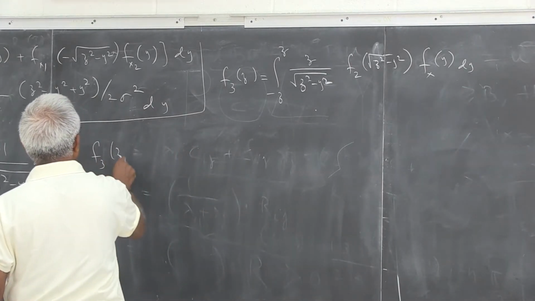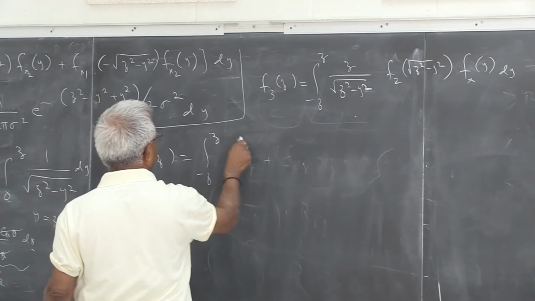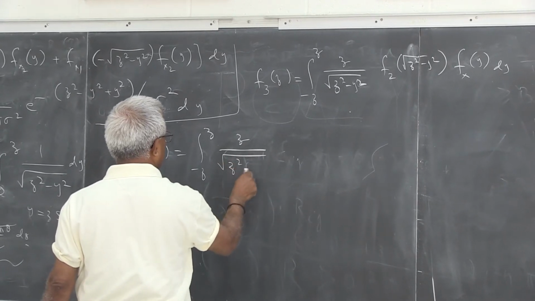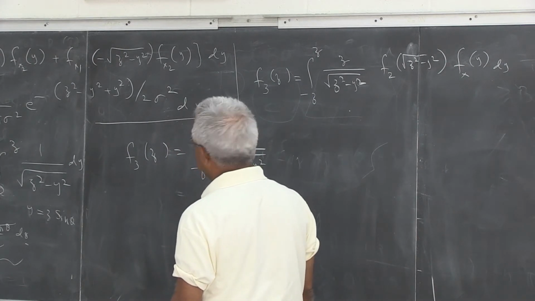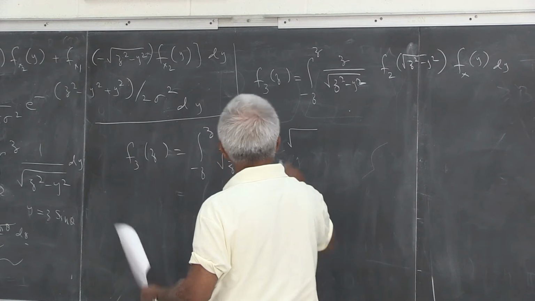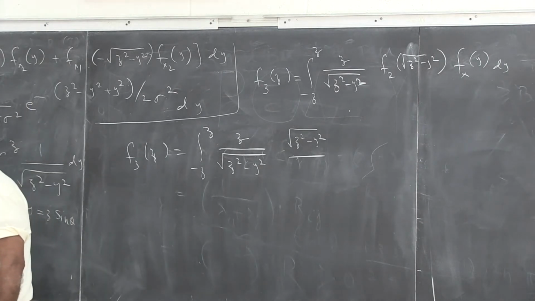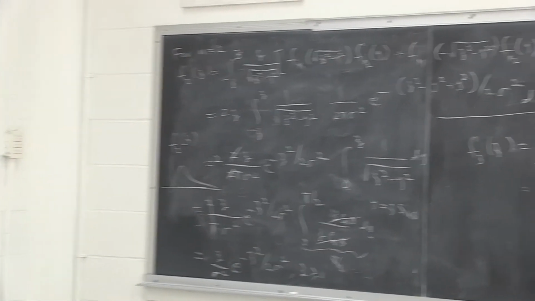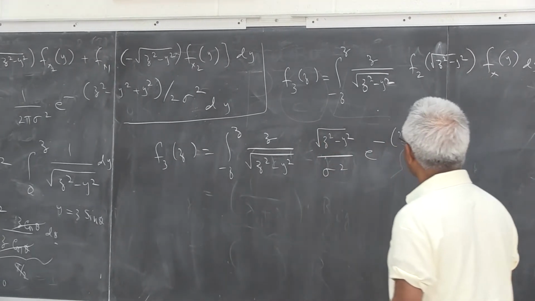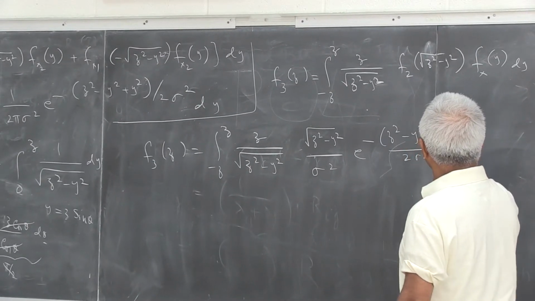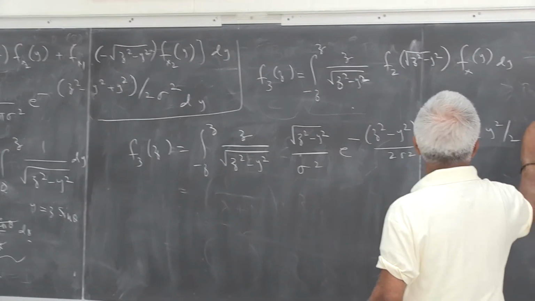So if I substitute it here, and f2 we have here already, so this is going to be square root of z squared minus y squared over sigma squared, e raised to minus (z squared minus y squared) over 2 sigma squared. So the variable is going to be replaced. And this is 1 over square root of 2 pi sigma squared, e raised to minus y squared by 2 sigma squared dy.